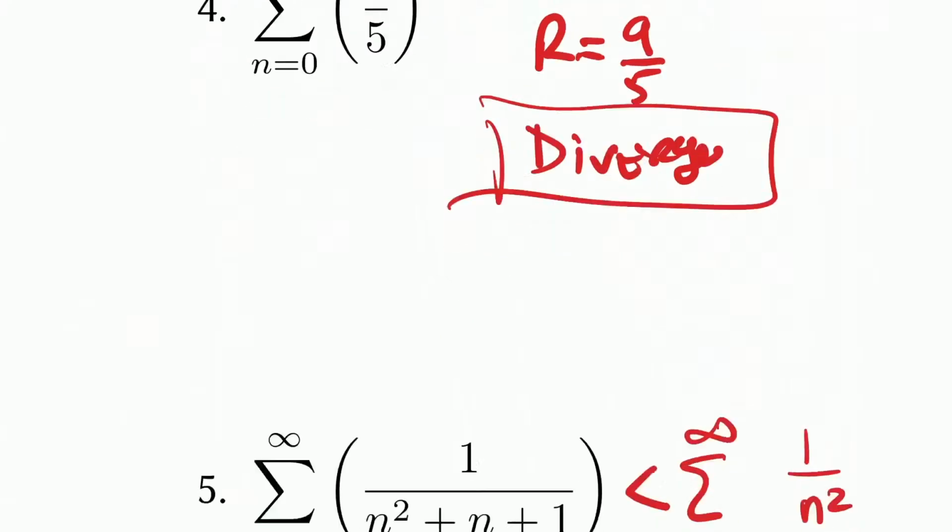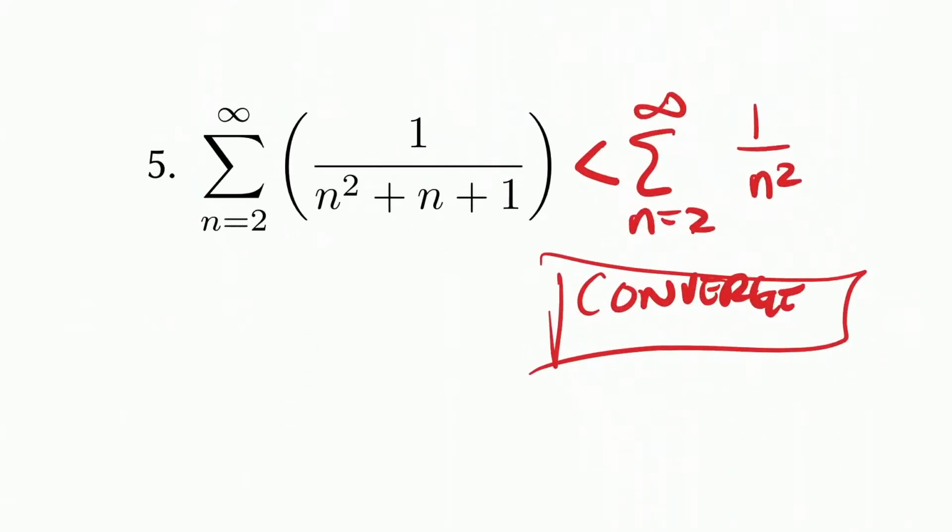Okay, so let's do number 5. 5 was kind of fun. You could either use a limit comparison or a direct comparison. Fortunately for us, the direct comparison works nicely with this one because when you get rid of the n and the 1, it makes the denominator bigger, or no, smaller, which makes the fraction bigger. So this will be less than this, so this thing converges.